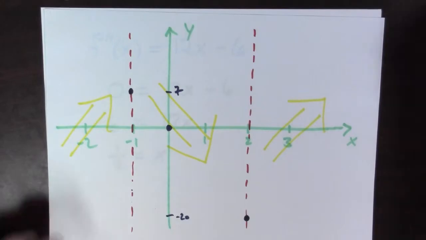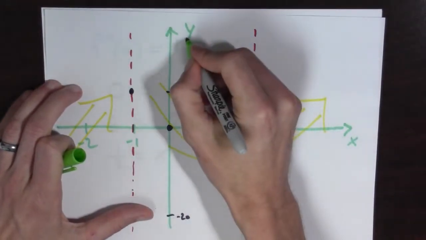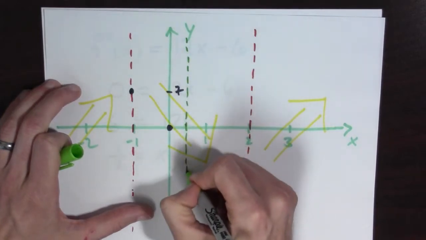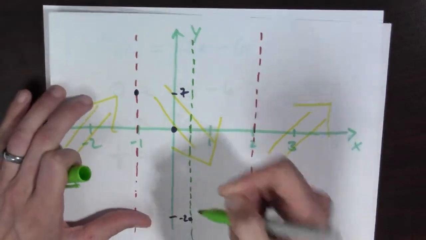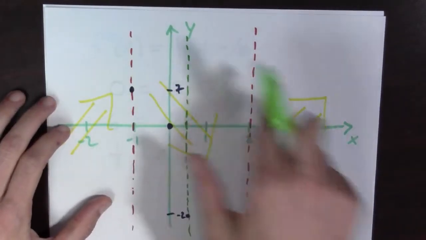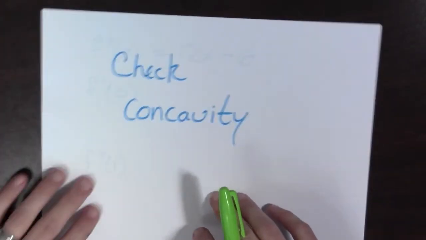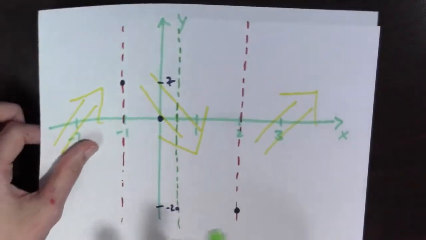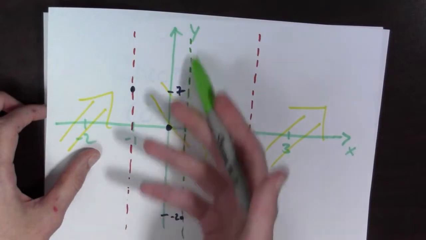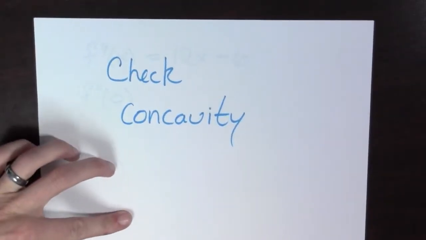I should mark the inflection point. So the inflection point is going to happen at 1/2. That's right between here. And so this is where the concavity changes. And I want to know where it is concave up and where it is concave down. The way I'm going to find out is by checking concavity at points. The easy points to check are, let's see, 0 is right to the left of this line, so we can check 0 and we can check 1. Let's go ahead and do that.